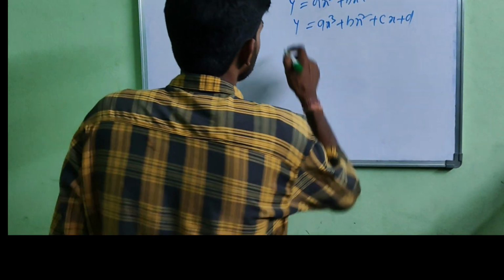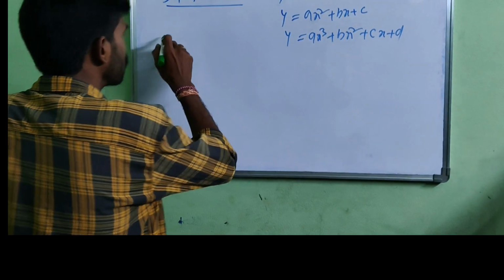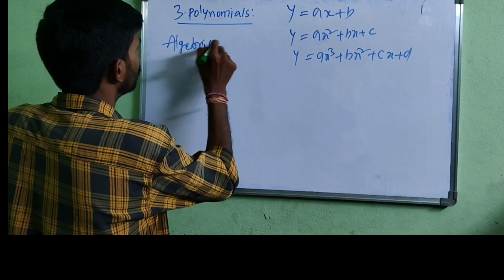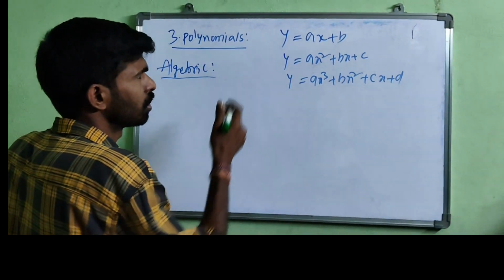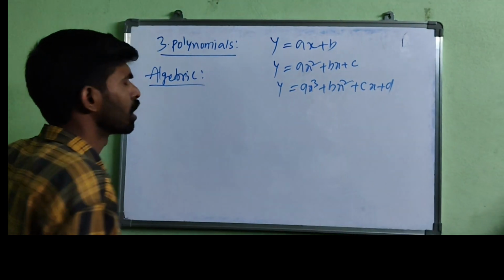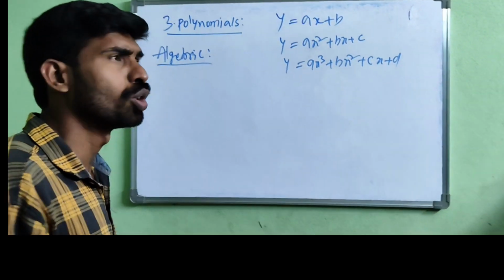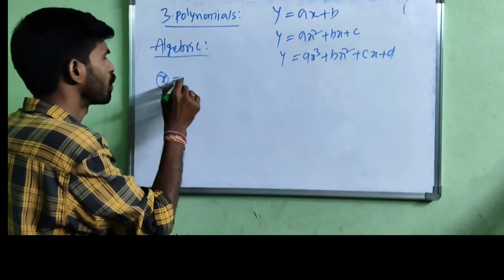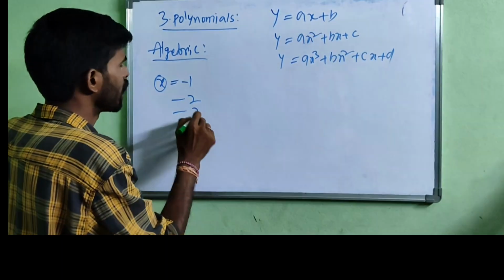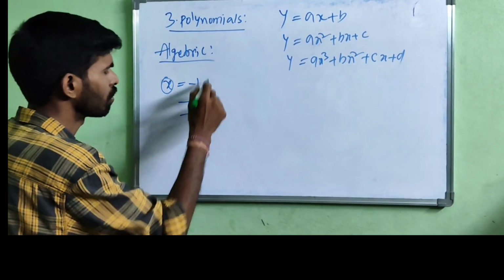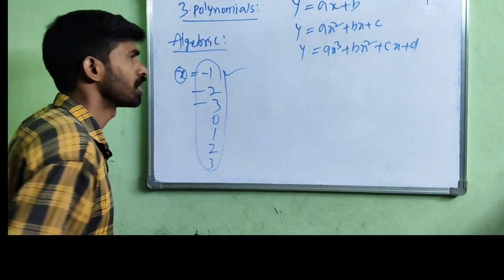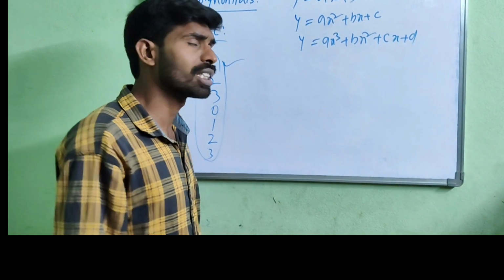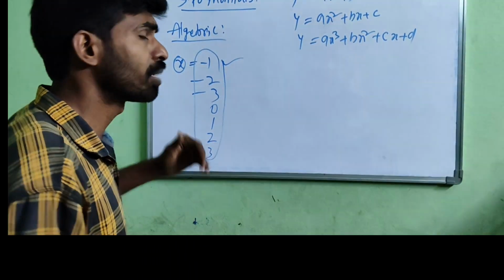Now we have the algebraic method to find the zeros of the polynomial. Zeros of the polynomial are nothing but the solutions, that is, where the expression equals 0. That means we can take x equal to minus 1, minus 2, minus 3, 0, 1, 2, 3 sometimes. If I substitute these values in the equation and the total expression equals 0, that is a zero of the polynomial. This is the algebraic method.